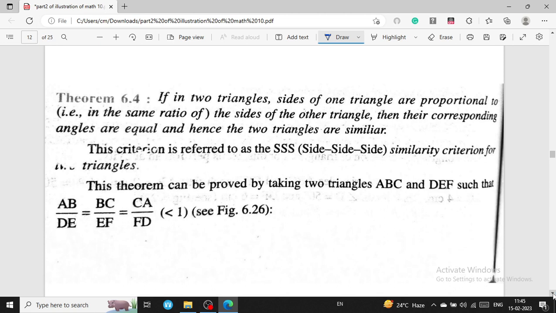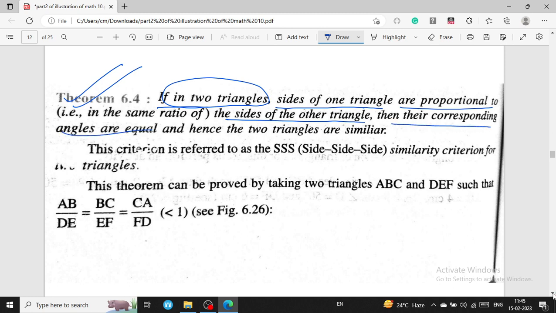Now next, fourth theorem. In this theorem, if in two triangles the sides of one triangle are proportional to the sides of the other triangle and their corresponding angles are also equal, hence the two triangles are similar. Now we have to prove that. If all three sides are proportional, then we can say that its angles will also be equal, and both triangles will be similar. We have to prove it.